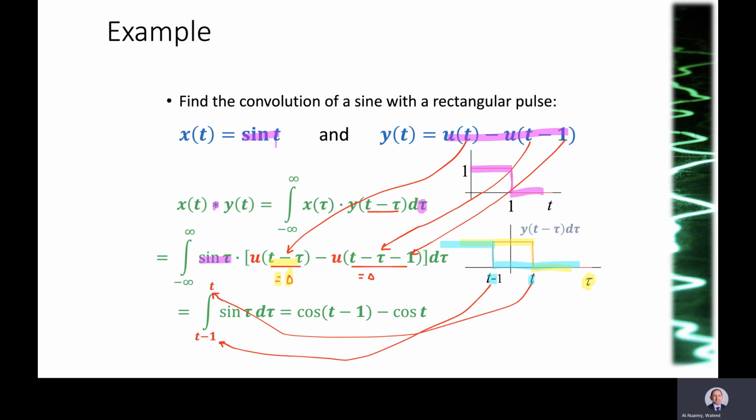So the integral of sine is cosine, put the limits in, and you get that. So cosine of t minus one minus cosine t, that is the convolution of a sine with a rectangular pulse. Okay, so that's the kind of integration we're going to be dealing with.